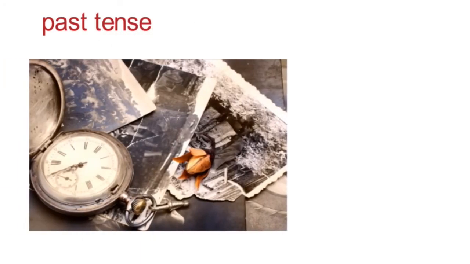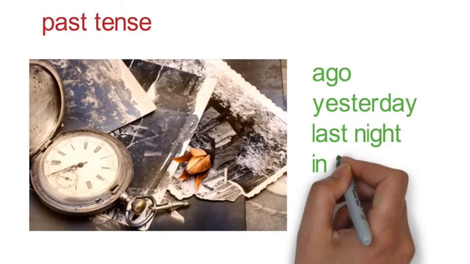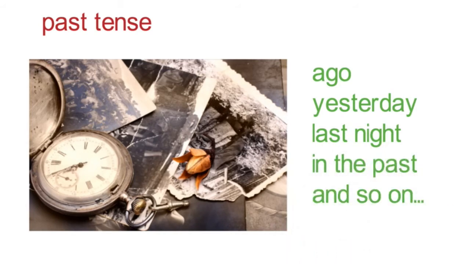We use the past tense to describe things we did in the past. When we talk about the past, we must change the form of the verb, and sometimes we add time expressions like ago, yesterday, last night, in the past, and so on. These expressions help us to know exactly when the action happened in the past.